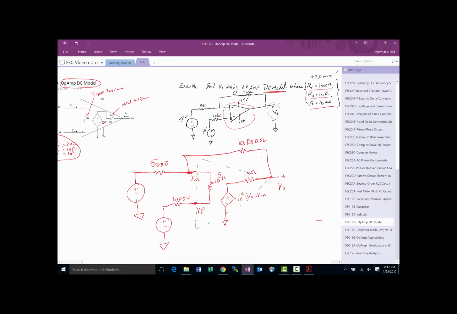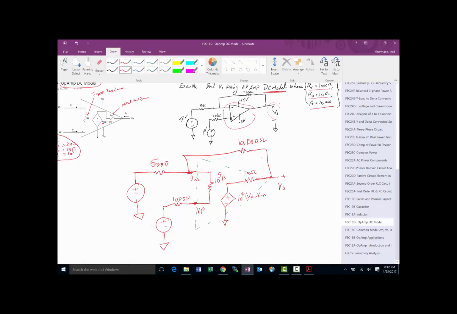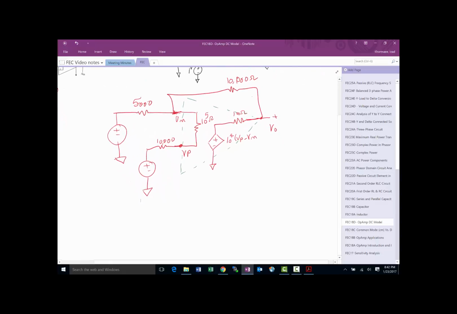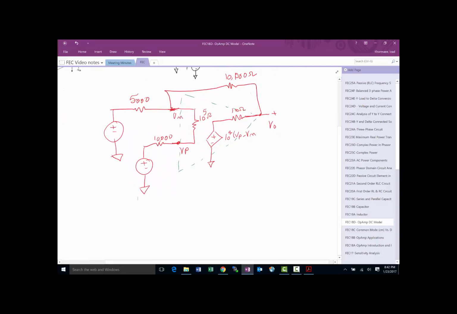So notice once we replace the OpAmp with this DC model of an OpAmp, it's really a simple circuit we have to analyze. And of course, for these kind of problems, the easiest way to analyze them is to use KCL or KVL. So there's nothing more than a simple KCL and KVL problem. So what we're going to do is let's go ahead and attempt to solve it.